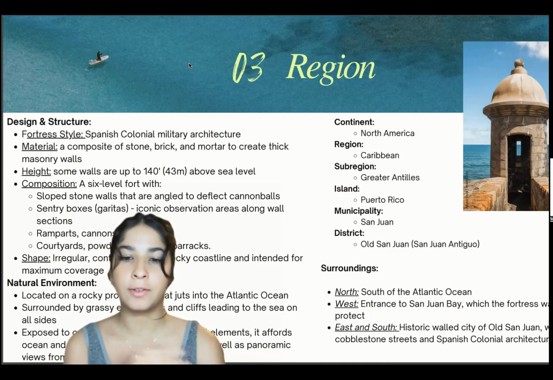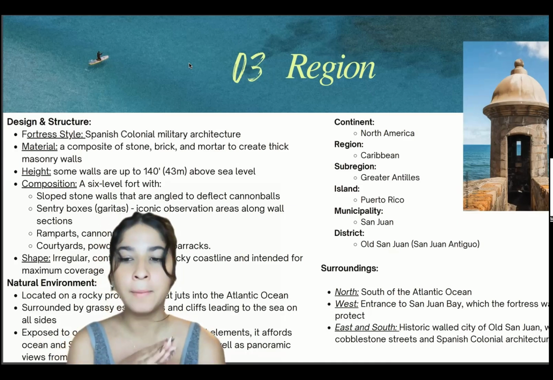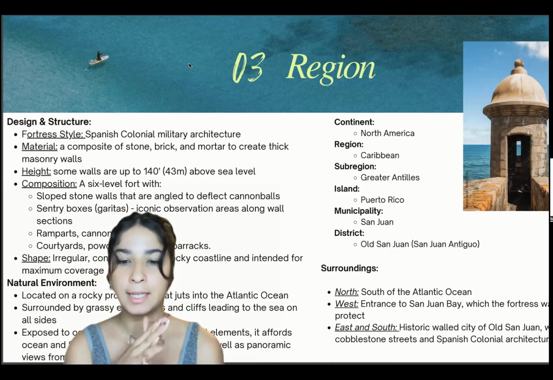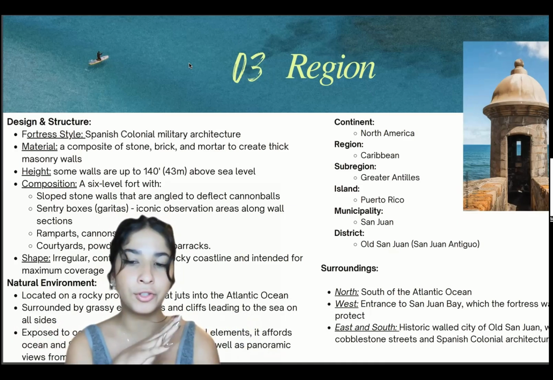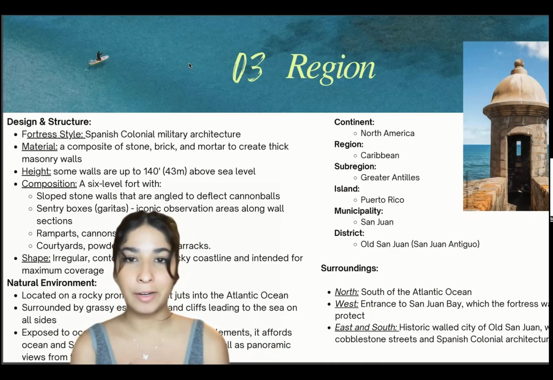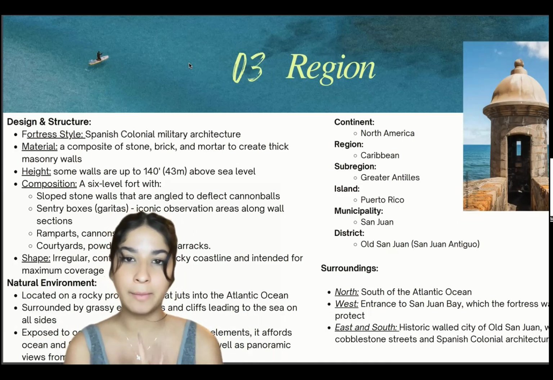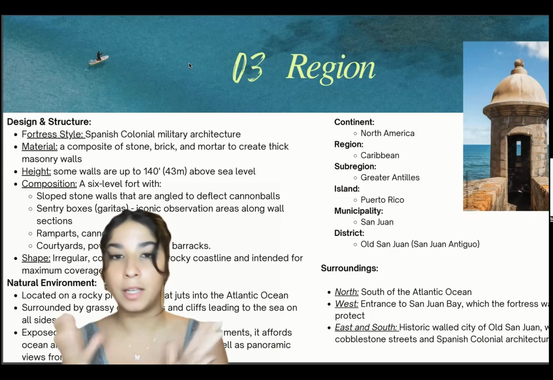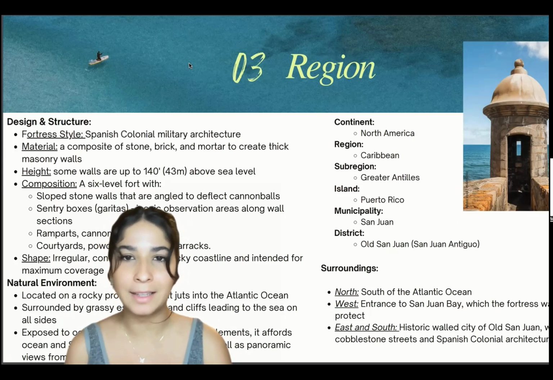For its surroundings, on the north side, it's south of the Atlantic Ocean. It has the entrance to the San Juan Bay, which was what the fortress was protecting. And for the east and south, it's the historic walled city of Old San Juan with cobblestone streets and Spanish colonial architecture. So if you visit Puerto Rico, which I totally recommend, you will see all of the original architecture where the Spaniards used to live, and we still very much keep up that architecture, and people do still live in those. And I'm pretty sure now there are some Airbnbs in there. But be sure to visit. It's absolutely beautiful.